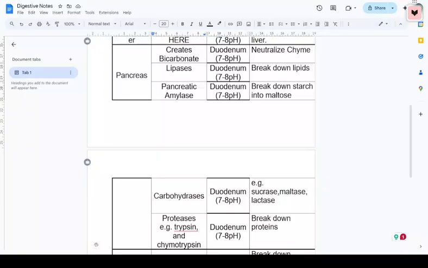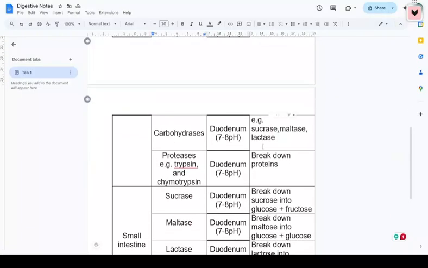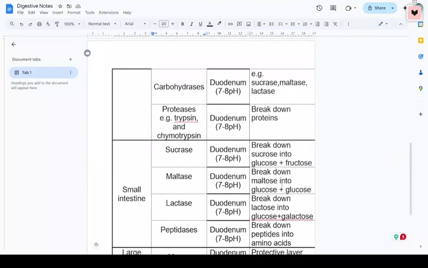And then we also have carbohydrases, which break down maltose into sucrase, which includes sucrase, maltase, and lactase. Essentially, what it does is break down maltose into the simple sugar glucose. And then we also have protease, which is breaking down proteins, or I guess peptides, but it doesn't really matter.